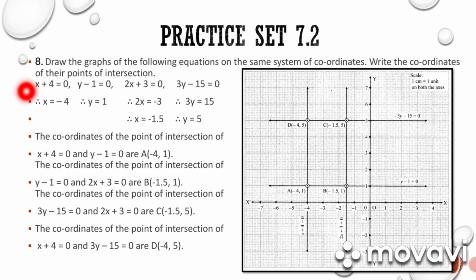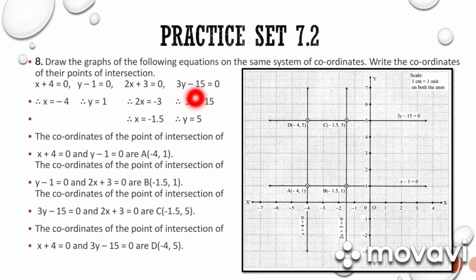Write the coordinates of the points of intersection. The equations given are x + 4 = 0, y - 1 = 0, 2x + 3 = 0, and 3y - 15 = 0. On solving, we get x = -4, y = 1, 2x = -3, that is x = -3/2, and therefore x = -1.5.